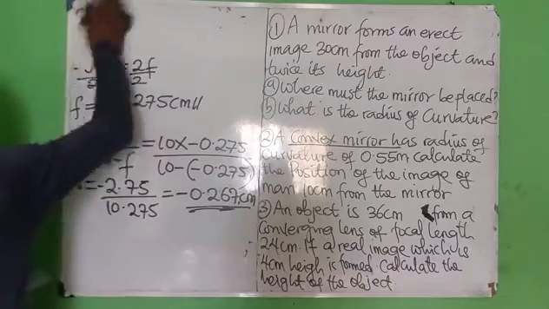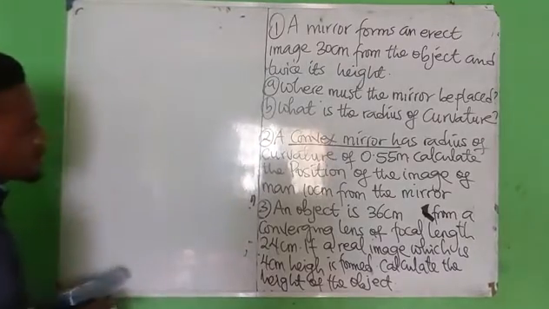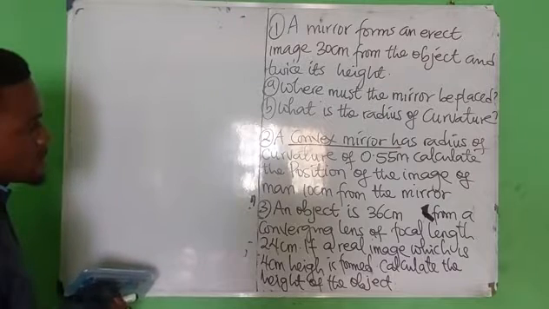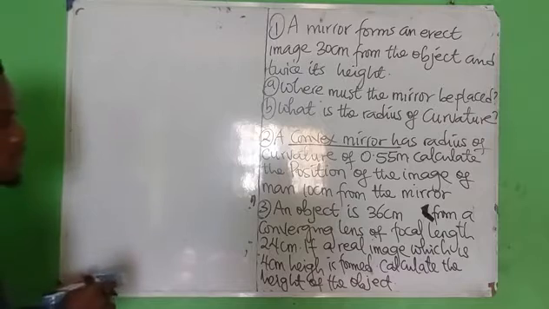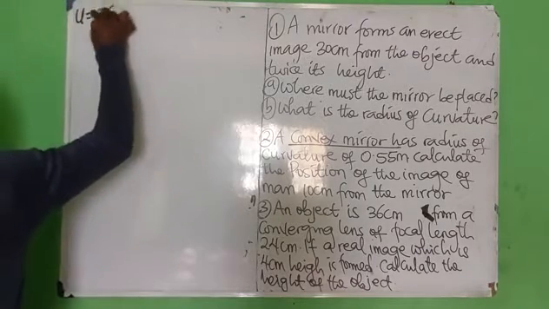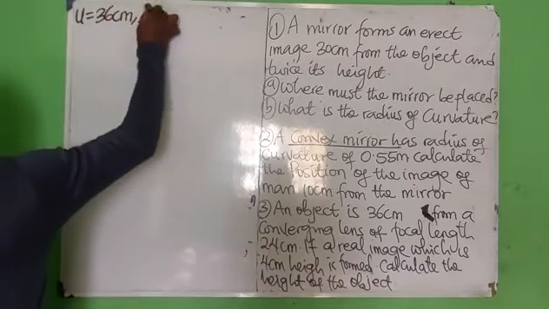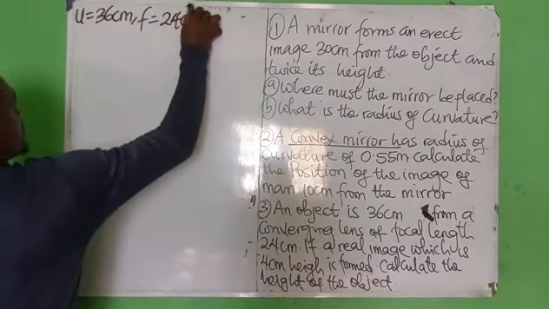Number three. It said an object is 36 centimeters from a converging lens of focal length 24 centimeters. So which means that u is 36 centimeters. Focal length is 24 centimeters.